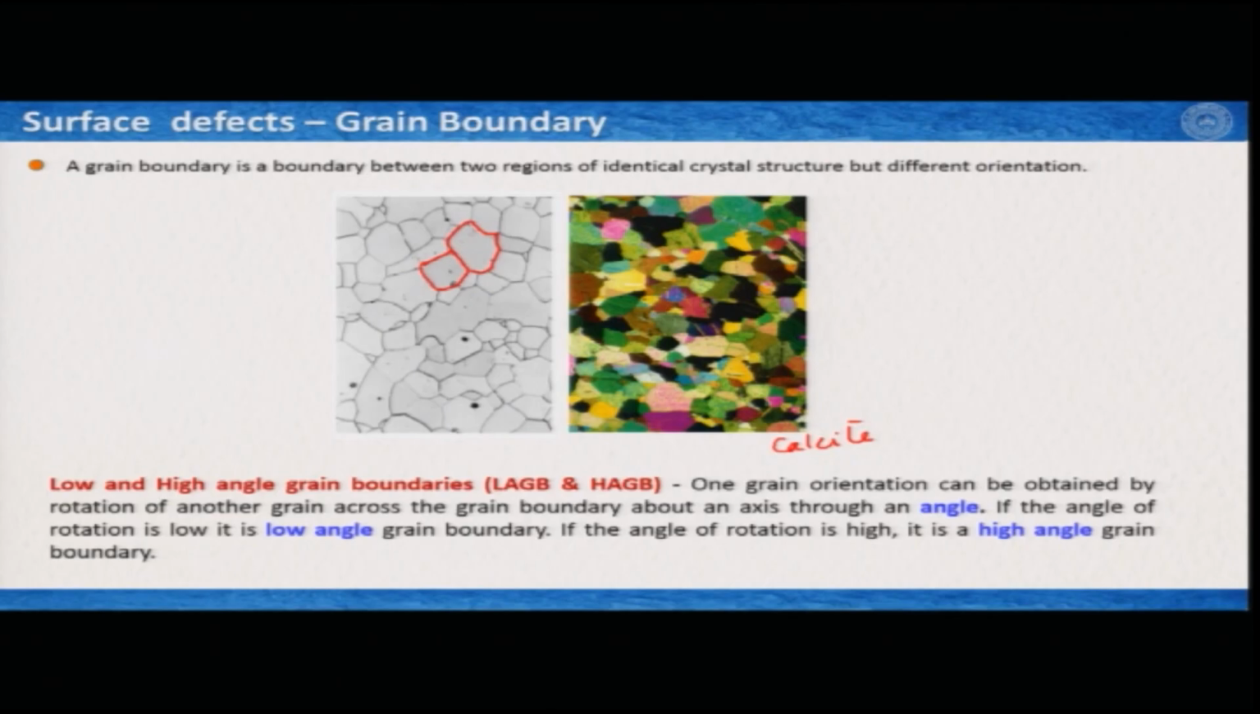Now, when we talk about different orientations, there are possibilities of various orientations from 0 to 90 degrees or more. So, we classify them mostly in two categories, low angle grain boundaries or LAGB or high angle grain boundaries or HAGB. There is also a classification of tilt and twist grain boundaries, we are not going into that right now. Now, low angle grain boundaries, as it suggests, means one grain orientation can be obtained by rotation of another grain across the grain boundary about an axis through an angle.